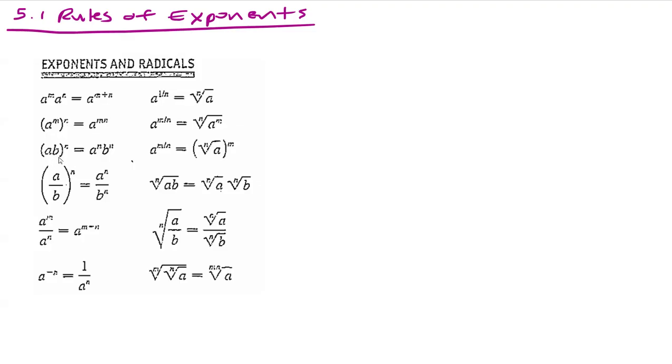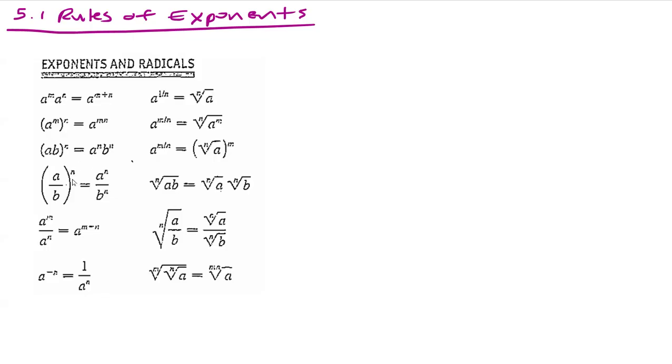If you have a times b to the n, and this is a common mistake students make, this only applies when the two terms are being multiplied. So if there is an addition or a minus in the middle, you cannot apply this rule. So this will be a to the n times b to the n. If it was a plus b to the n, the rule will not apply. It wouldn't be a to the n plus b to the n. That is a common mistake that many students make.